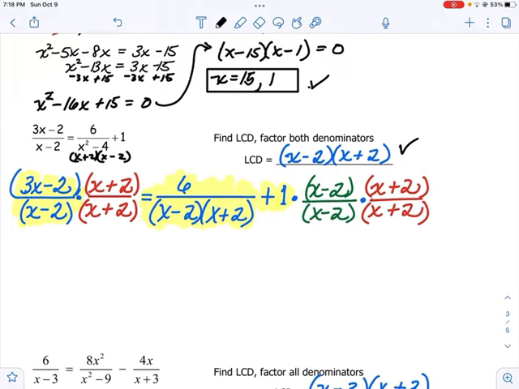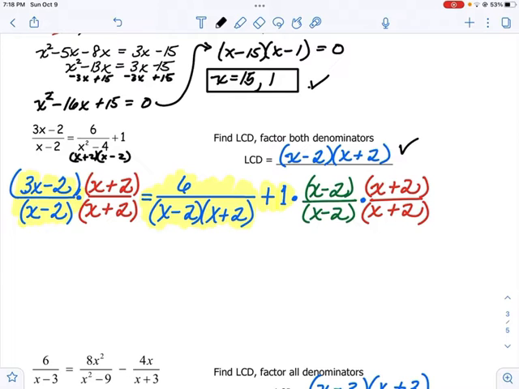The LCD is x minus 2 times x plus 2. So I'm missing the x plus 2 from that first term on the left-hand side of the equation. Then I've got 6 over x minus 2 times x plus 2. And then I've got the 1 where I have to multiply both factors of the LCD over itself. Okay, so now we are ready.